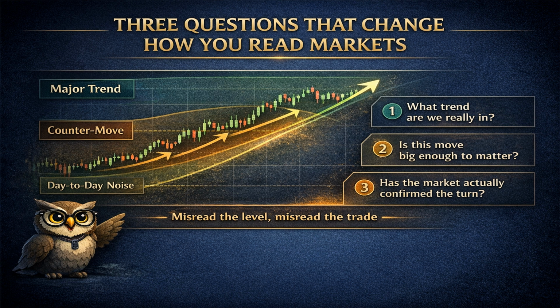So in this lesson, I'm going to break Dow theory down the way traders actually need it. Not as market history, not as a museum piece, but as a practical framework to answer 3 questions. What trend are we really in? Is this move big enough to matter? And has the market actually confirmed the turn, or are traders just guessing again?